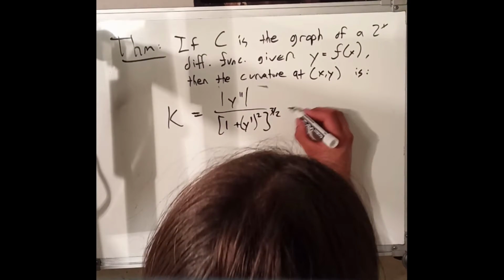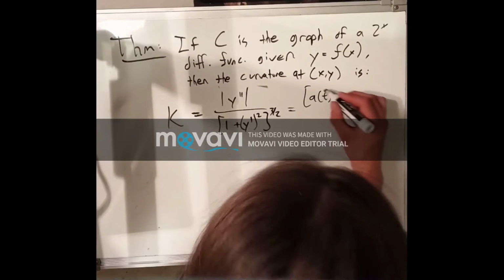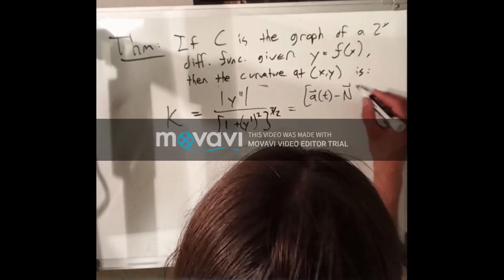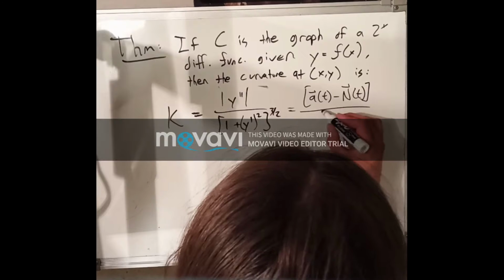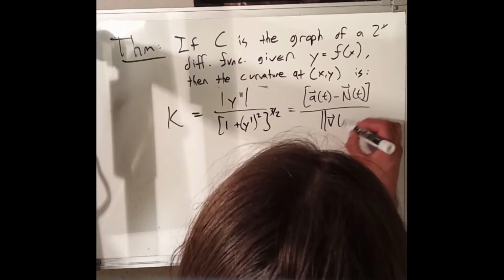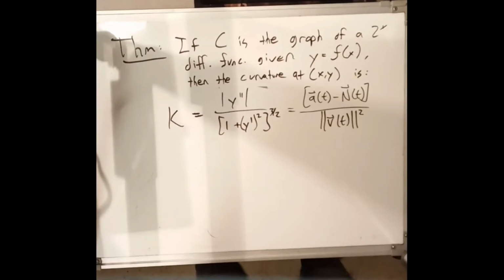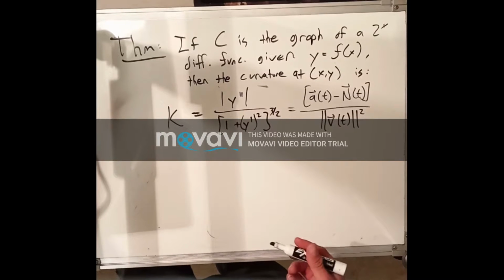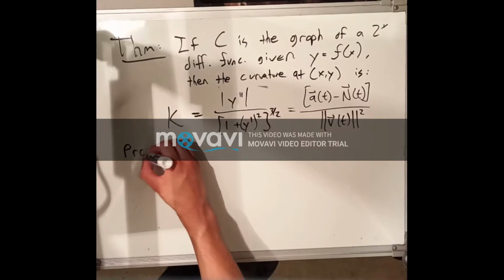It is also equal to the acceleration at a point minus the normal vector at that point, those two vectors subtracted from each other, divided by the speed squared. Or the normalization of this. Well, yes, technically that's true. If we wanted to prove this, hopefully I have room.